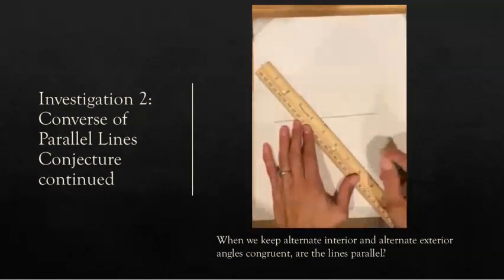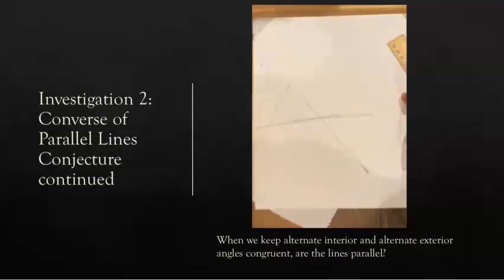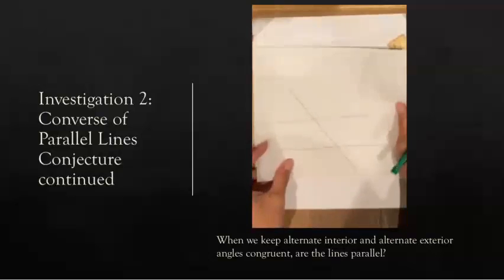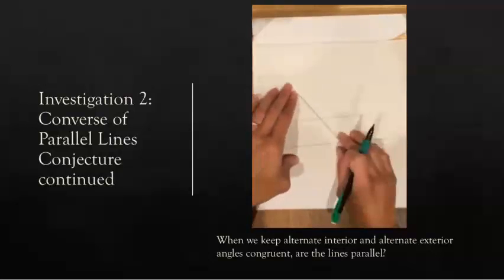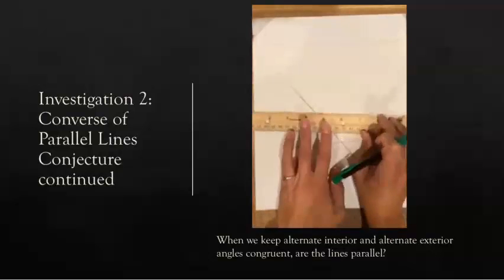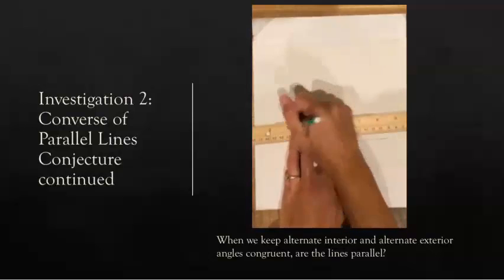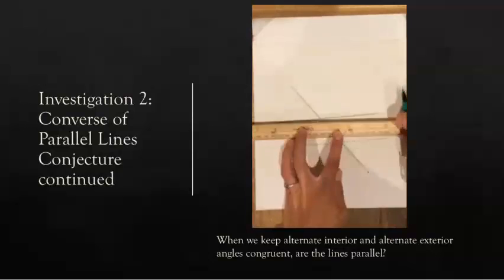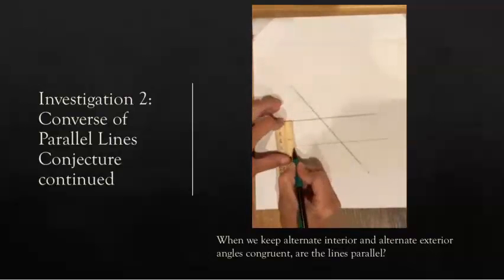Now, instead of moving that tracing paper down, what we're going to do is turn it 180 degrees. So now we know that the alternate interior and alternate exterior angles are congruent because we took that same intersection and we just turned it around. We're going to trace on our patty paper the original lines, and now we're going to be measuring, are these lines parallel?